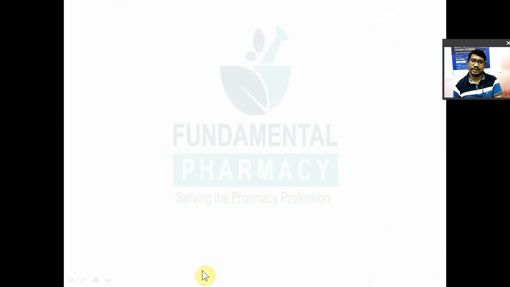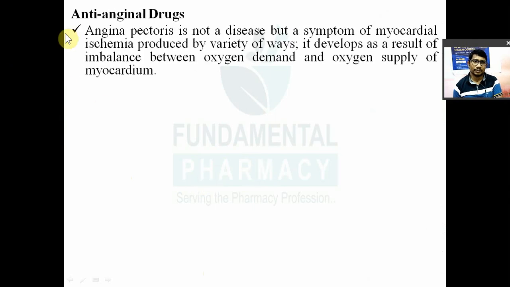So angina pectoris, it is not a disease, it is a symptom of myocardial ischemia. So anti-anginal drugs or drugs used in angina. So angina pectoris क्या है? It is not a disease, but it is a symptom of myocardial ischemia produced by a variety of ways. So different ways हो सकते हैं. For example, one of the most important causes for these symptoms is arteriosclerosis. If there is a deposition of cholesterol in the inner layer of your coronary artery, one of the causes is arteriosclerosis.